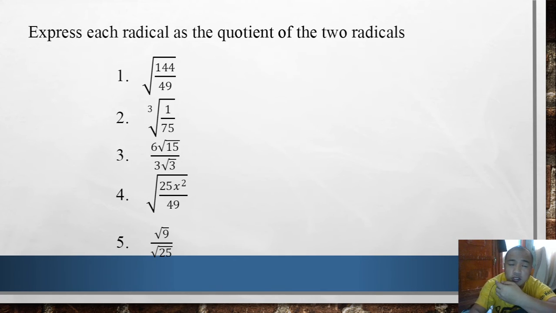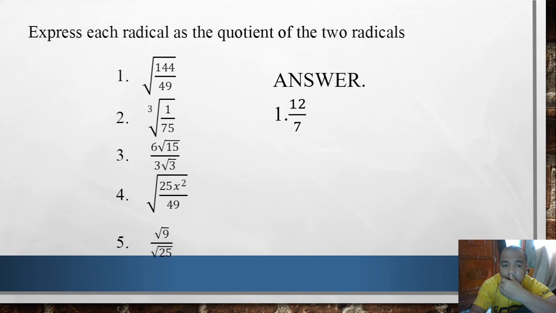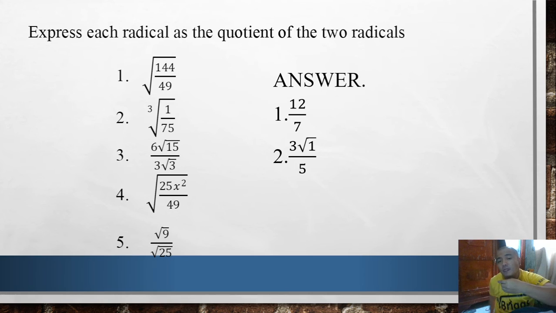Next, quotient naman ito. Quotient. We can simplify number 1 as 12 over 7. In number 2, the answer is, what is that? 3 square root of 1 over 5. Or just simply 3 pips. Why 5? Okay, number 2, what we should multiply here. What will we multiply? 275 to become 125.